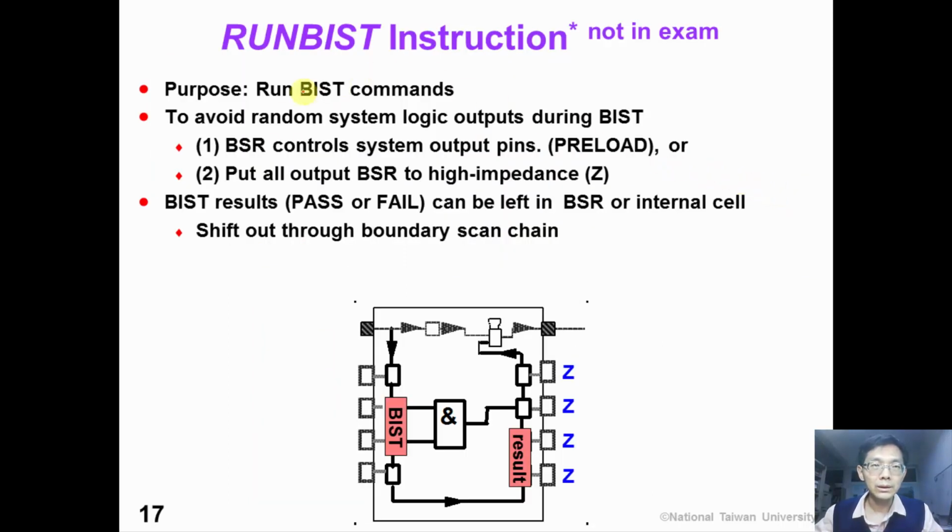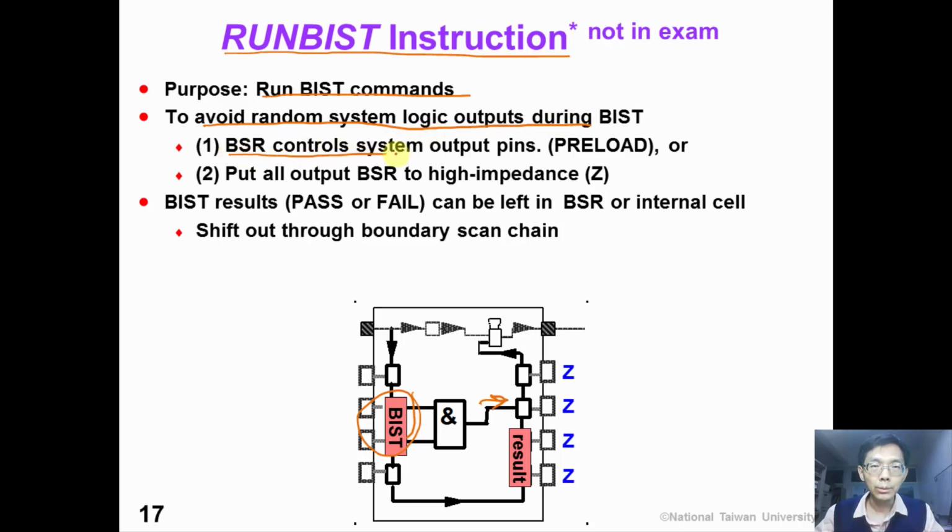Now, the next one is the RUNBIST optional instruction. The purpose is to perform a BIST to test the on-chip system logic. As we know, we apply random patterns in built-in self-test, so we can have random output coming out from the system logic. To avoid the random system logic output, we can do two things.